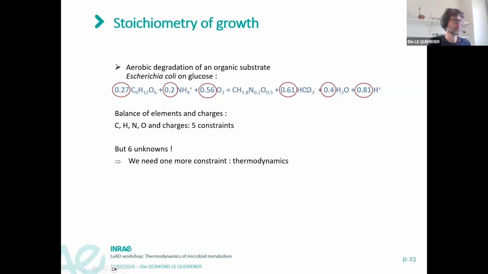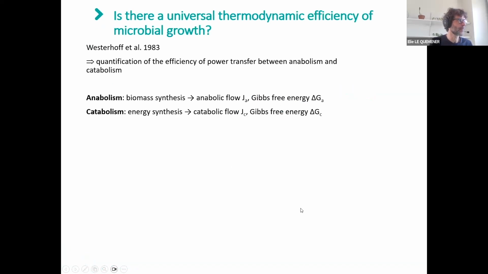So I choose this as one, but I still have 6 coefficients. So I need one more constraint to be able to compute all these coefficients. It's not possible to compute them without that. And one of the possible constraints is the thermodynamics. That's what we will use in the next minute, to use thermodynamics to compute the stoichiometry of growth. Because when we have the stoichiometry of growth, then we have the yield of the biomass, which is very important for modeling in general.